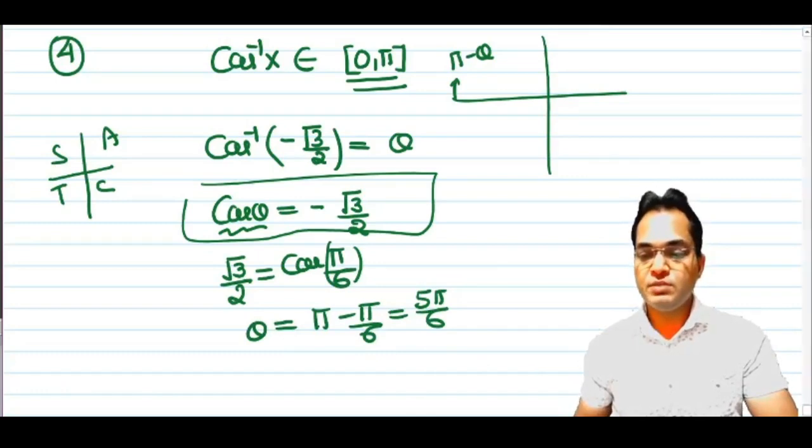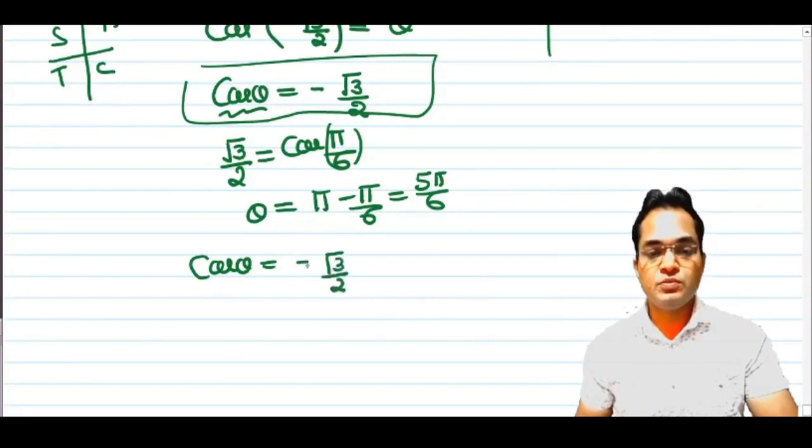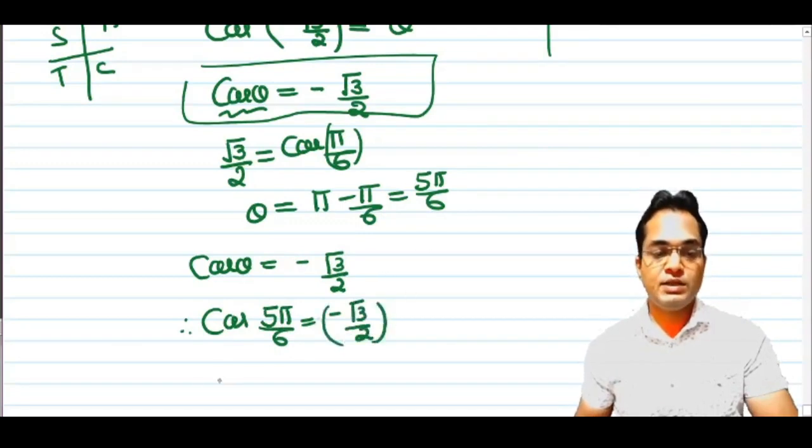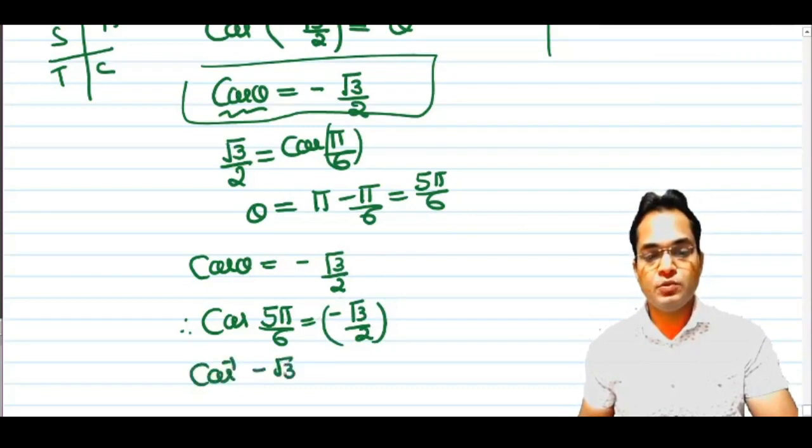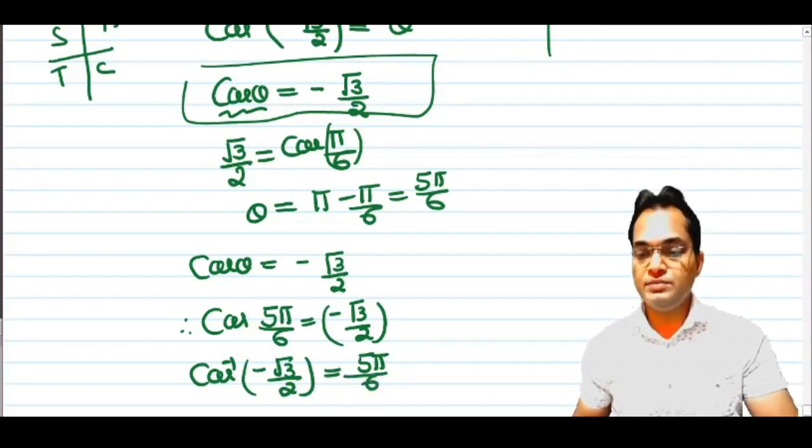That cos theta equals -√3/2, then we can write cos 5π/6 equals -√3/2, and that's why the value of cos inverse of -√3/2 will be 5π/6. So the values found graphically can also be found with the help of trigonometry, but it takes a little more time.